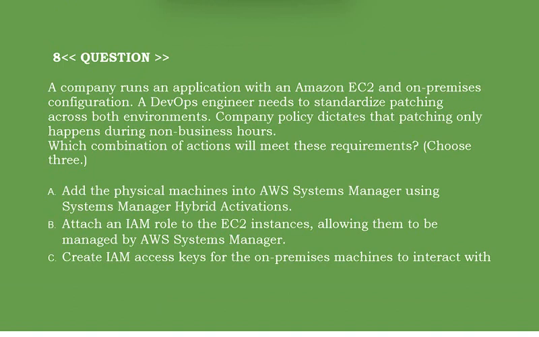Question: A company runs an application with an Amazon EC2 and on-premises configuration. A DevOps engineer needs to standardize patching across both environments. Company policy dictates that patching only happens during non-business hours. Which combination of actions will meet these requirements? Choose three options.